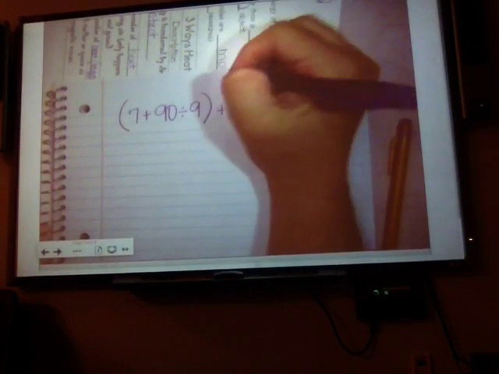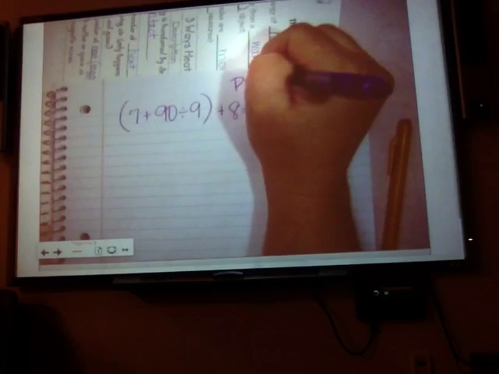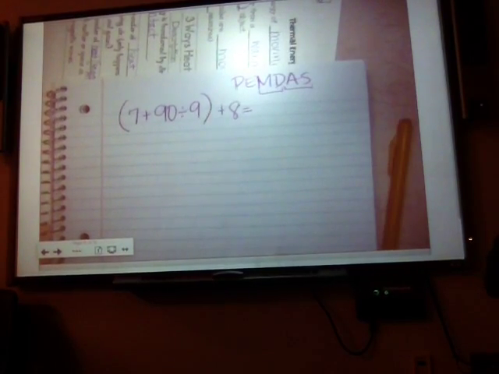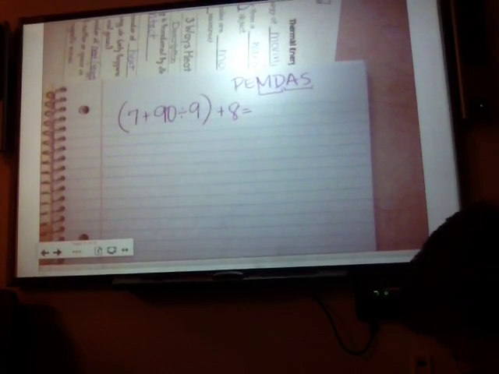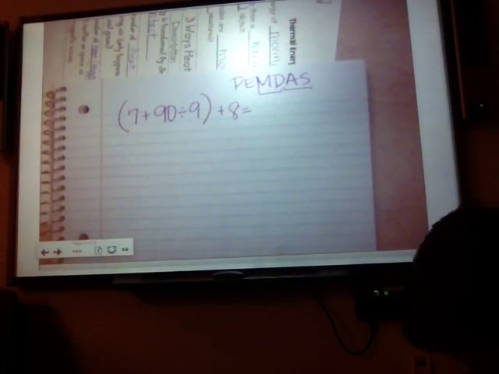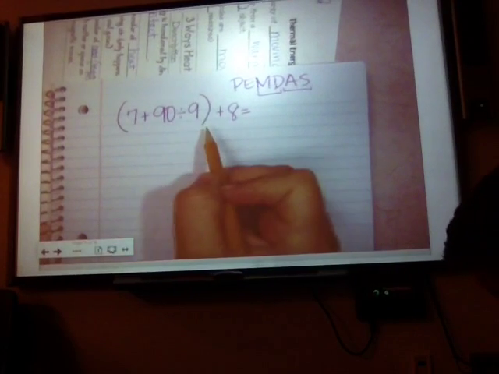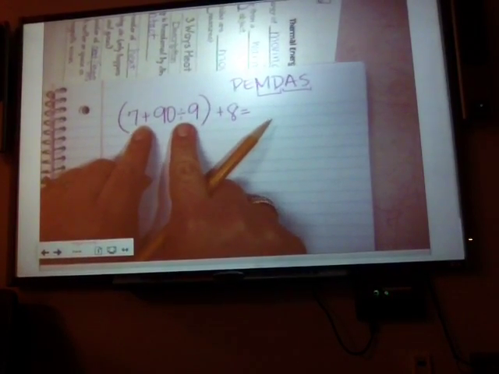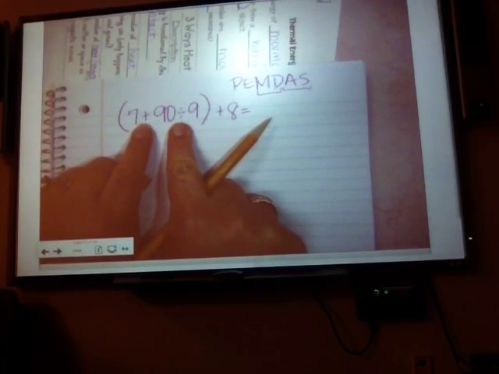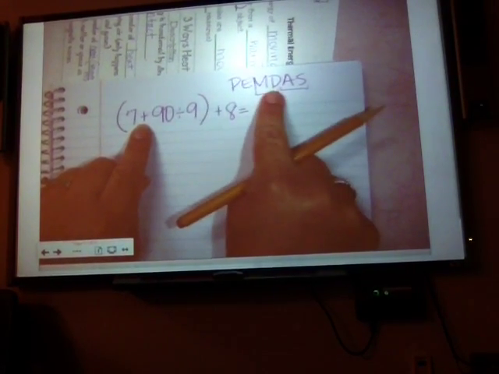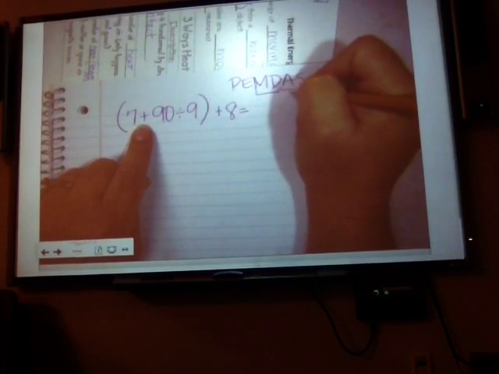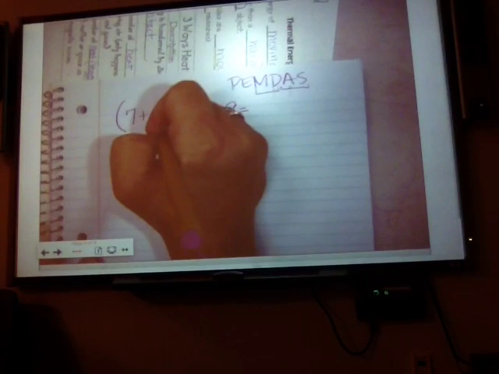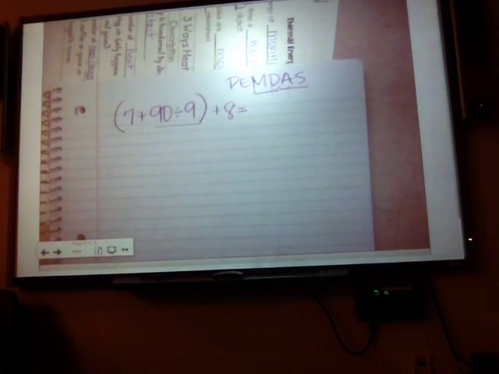Again, this is my PEMDAS. Please excuse my dear Aunt Sally. All right, what do I have first? Parentheses. What do you notice inside my parentheses, ladies and gentlemen? There's addition and division, 2 operations. So I have to look back at my PEMDAS. What comes first, my addition or my division? Division. So I have to do this first.